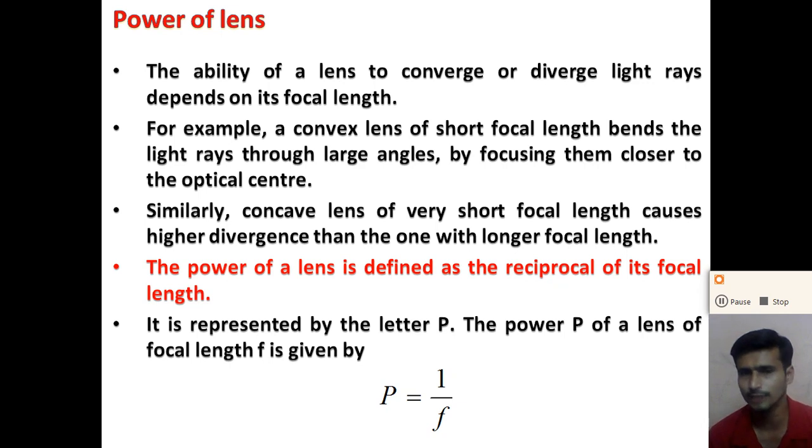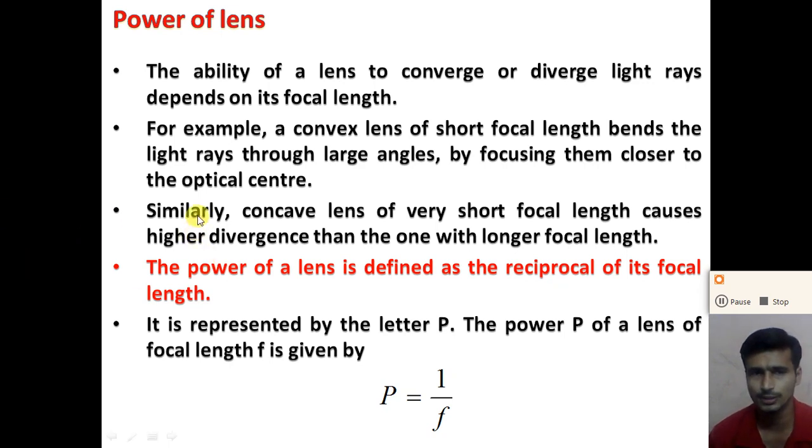As the focal length of the convex lens is more, the rays of light are converged at a small angle, and the focus is far away from the optical center. So a convex lens of a short focal length converges the rays of light through a large angle, focusing them closer to the optical center, and a convex lens with a large focal length bends the rays of light through a small angle, focusing them away from the optical center.